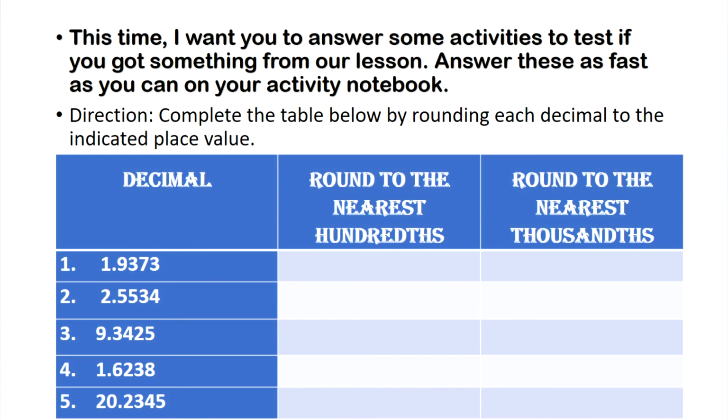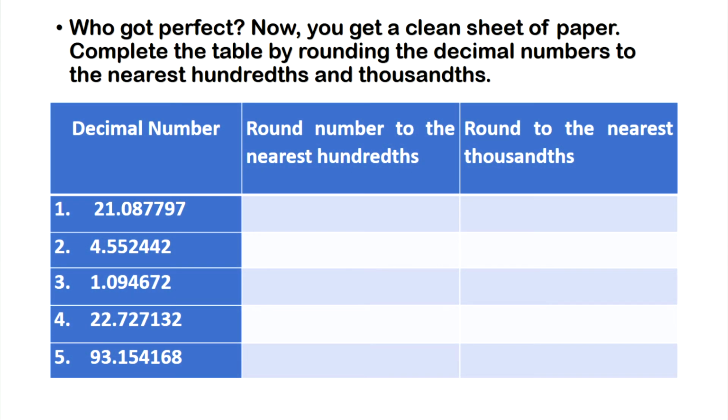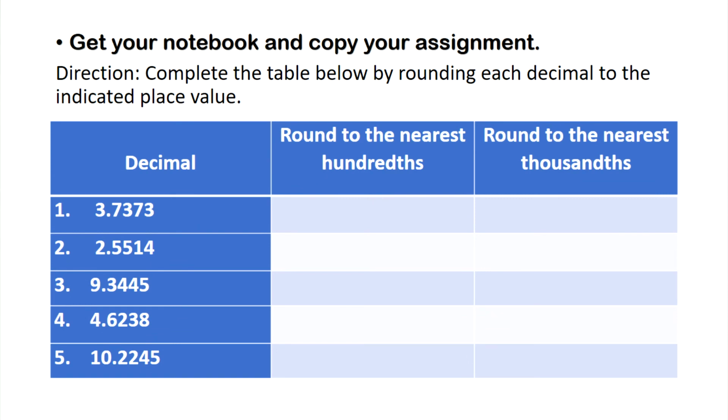This time, I want you to answer some activities to test if you got something about our lesson. Answer this as fast as you can in your activity notebook. Now, get a clean sheet of paper. Complete the table by rounding the decimal numbers to the nearest hundreds and thousands. Now, get your assignment notebook and copy your assignment.